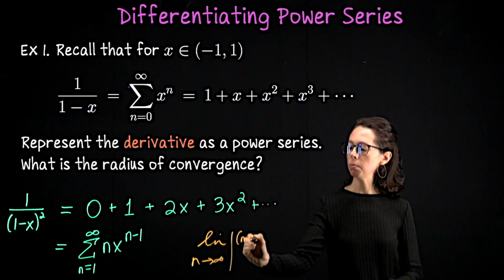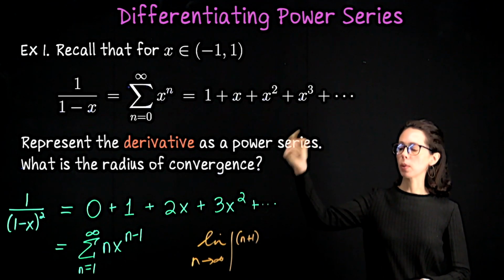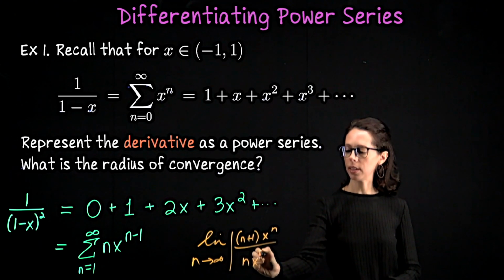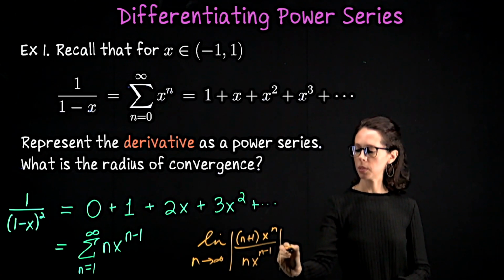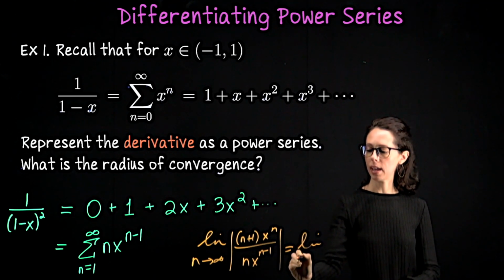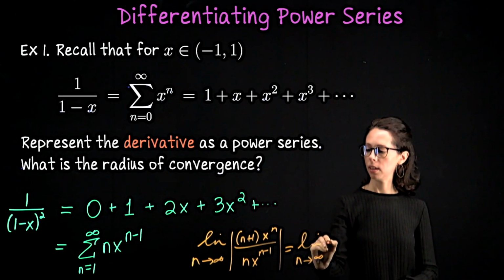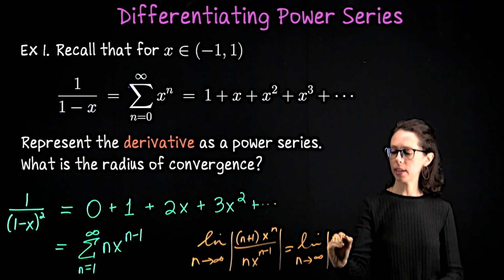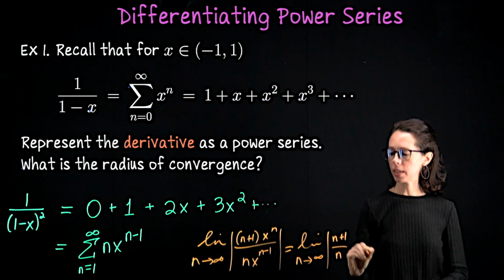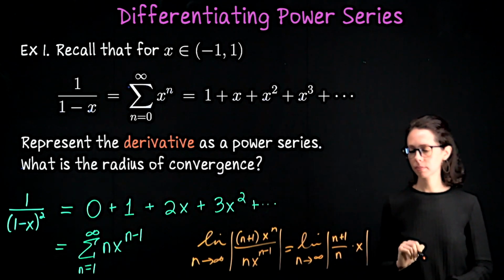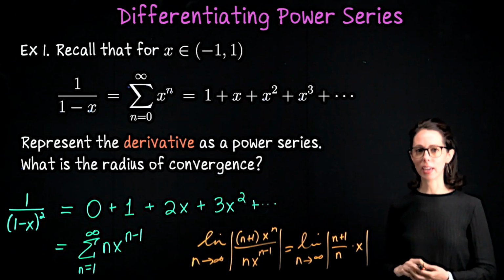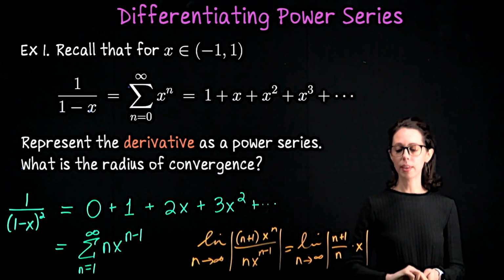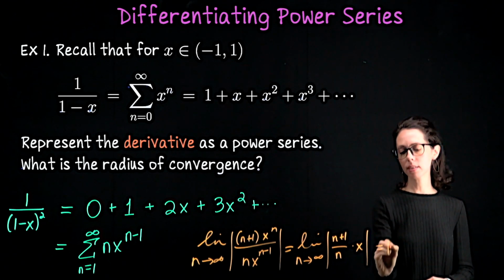So that's going to look like n plus 1 times x to the n plus 1 minus 1, so that's x to the n, divided by n x to the n minus 1. Some simplification here. This will be the limit as n goes to infinity of the absolute value of, how about I write the ratio n plus 1 divided by n times x. As n goes to infinity, this ratio n plus 1 to n, this fraction here goes to 1. So this limit will be the absolute value of x.